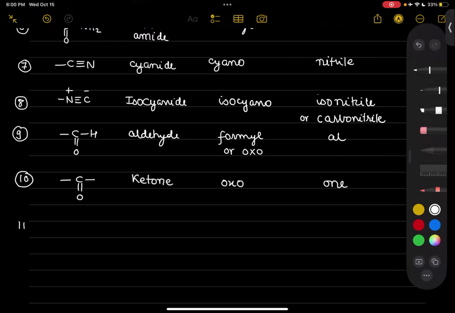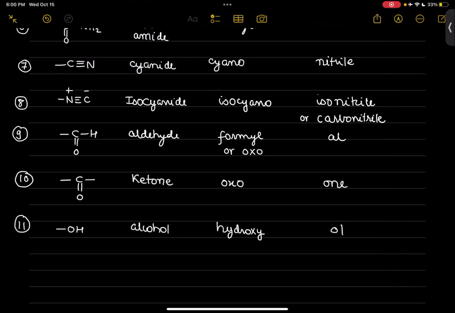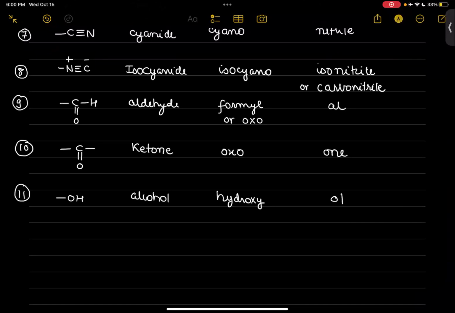Then we have alcohol. Alcohol is OH. I'm just writing, not explaining, so don't worry about it. I will explain it once I complete the list. The prefix is hydroxy. Got it? And the suffix is ol. Is it clear? Yes, sir.